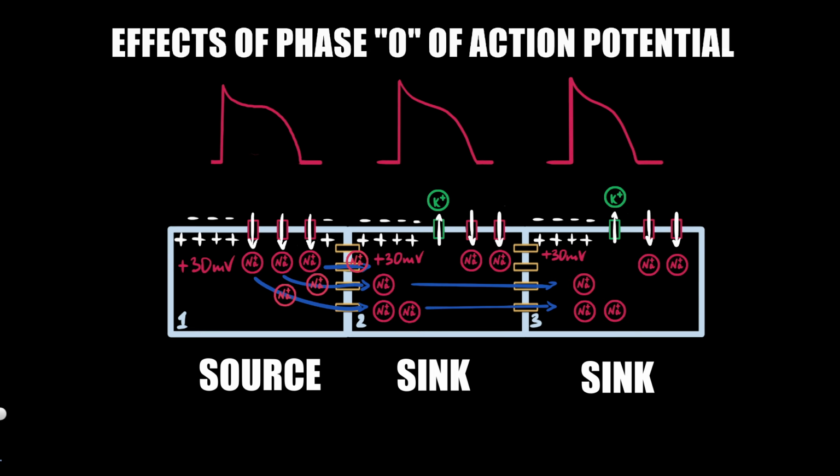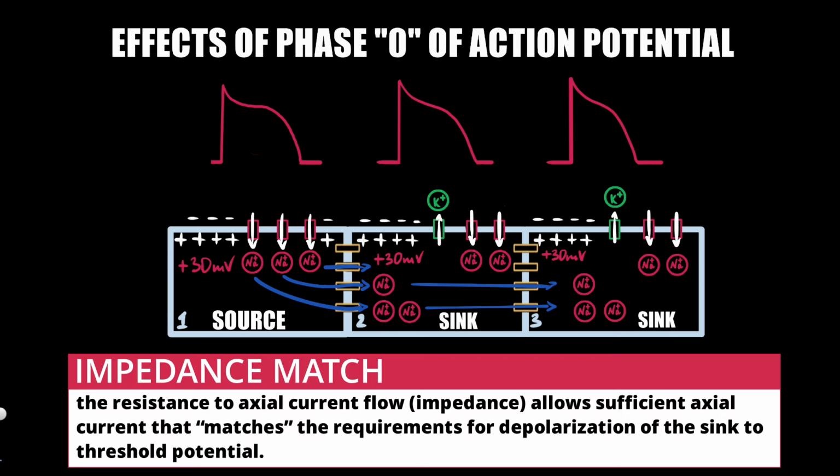For normal conduction to occur, the number of positive charges delivered by the source to the sink should be greater than the number of positive charges leaving the cells at the sink by the IK1 channels. This property is responsible for depolarization of the membrane potential to the threshold for generation of an action potential in cells of the sink. There is an impedance match between the source and the sink, meaning that the resistance to axial current flow, or impedance, allows sufficient axial current that matches the requirements for depolarization of the sink to threshold potential.